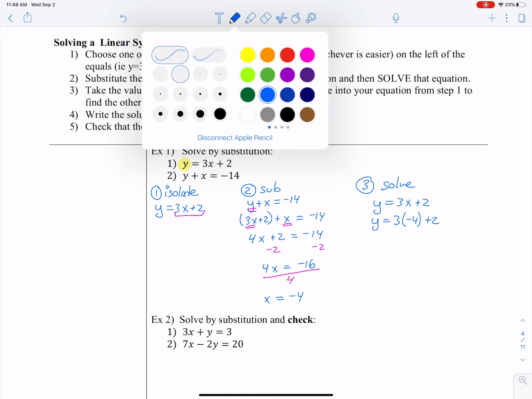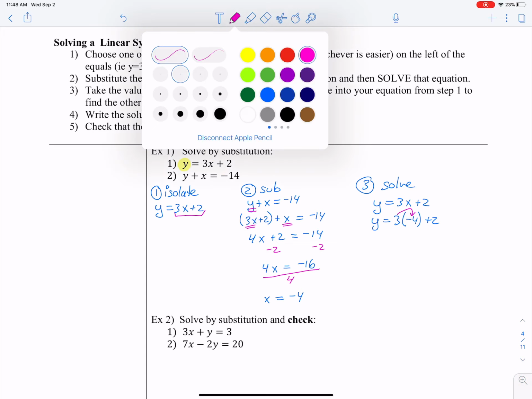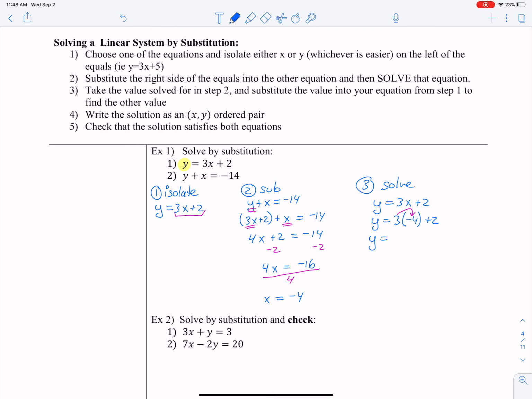Okay. So now in this case, there's a number in front of our bracket, so we need to multiply that. So we get y is equal to 3 times minus 4, which is going to give us negative 12 plus 2. So that's going to be negative 10. So now we can write our solution. Okay, we always write our x value first. So here we have -4, comma, -10. And that's our solution for this question.